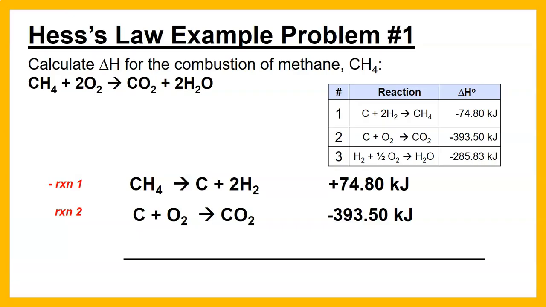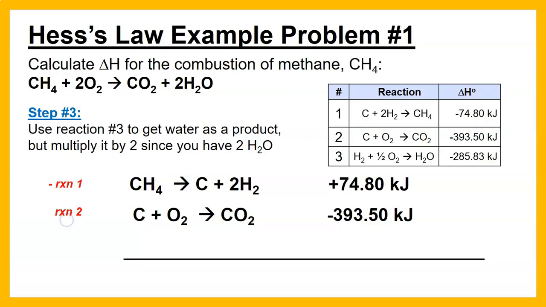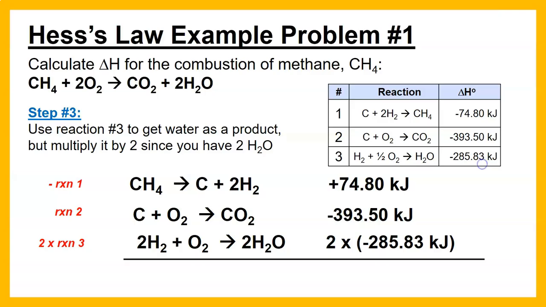There was no transformation. Now, step 3. We need water as a product, don't we? If I look at reaction 3, I have water as a product. But look, I need 2 waters, don't I? I only have 1 in this reaction, so I need to multiply it. If I multiply the water by 2, all the other coefficients get multiplied by 2, and the enthalpy change gets multiplied by 2. I have double the material, double the energy. So here it is, multiplied by 2. I now have 2 hydrogens, 1 oxygen, and 2 waters. And they have 2 times that enthalpy.